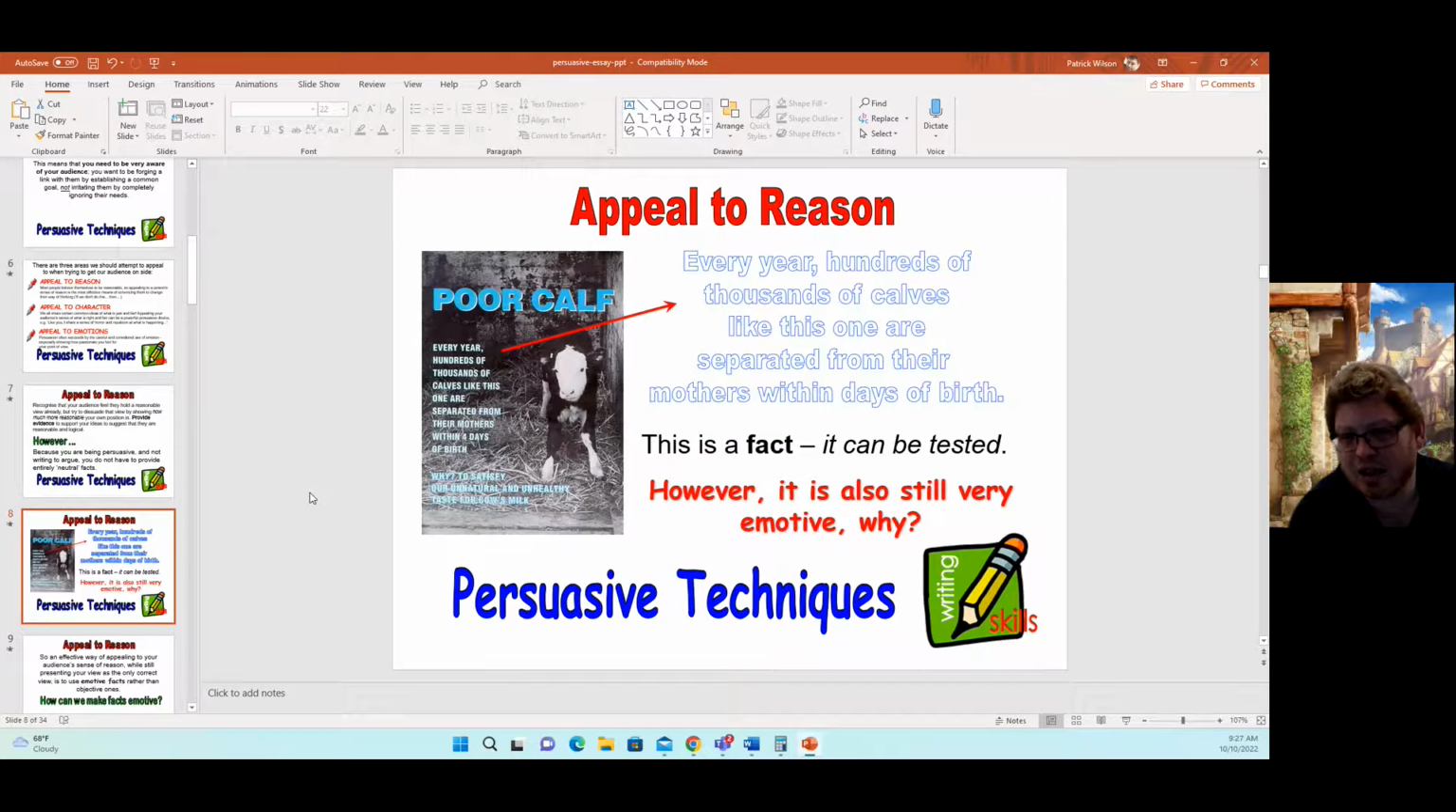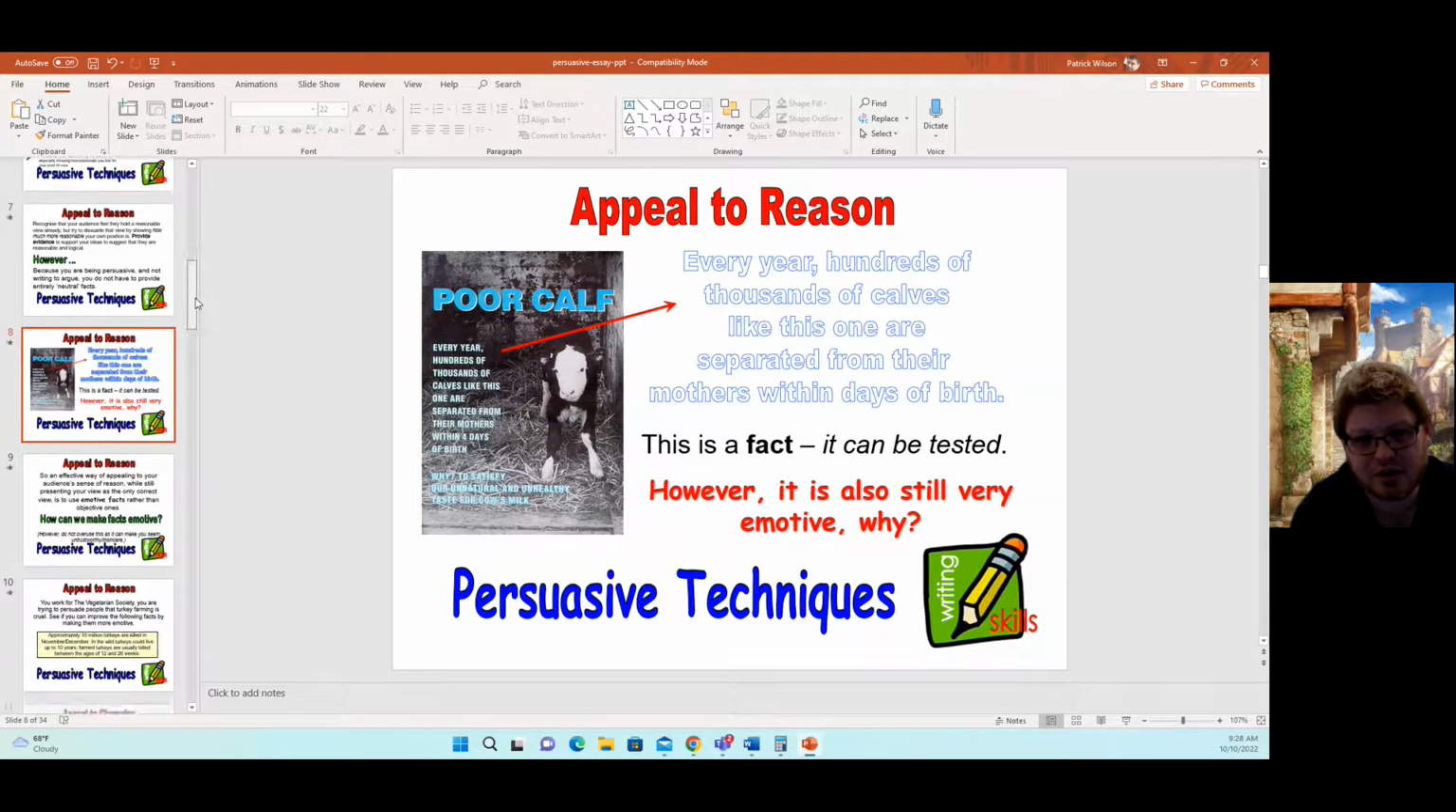Again, appeal to reason. If you look here, there is a little example. Every year, hundreds of thousands of calves like this one are separated from their mothers within days of birth. This is a fact. It can be tested. However, it's also still very emotive. Why? Well, because, think about calves, younglings, babies being separated from mothers. You can kind of fit this with mothers and babies in the human world. So you can appeal to that.